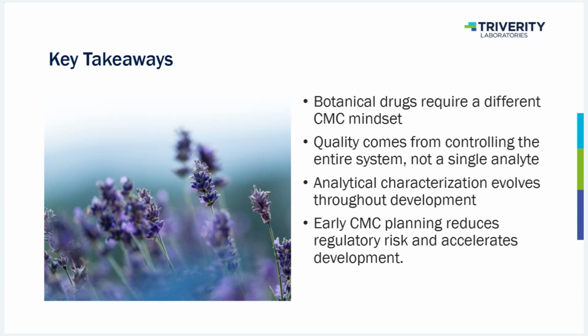Your analytical characterization should evolve throughout development if you are characterizing the chemical composition. You should be working on further identifying, characterizing all of the different chemical constituents as you are developing a product. And then early CMC planning will help reduce regulatory risk and risk to not being able to manufacture your commercial product and should accelerate development.